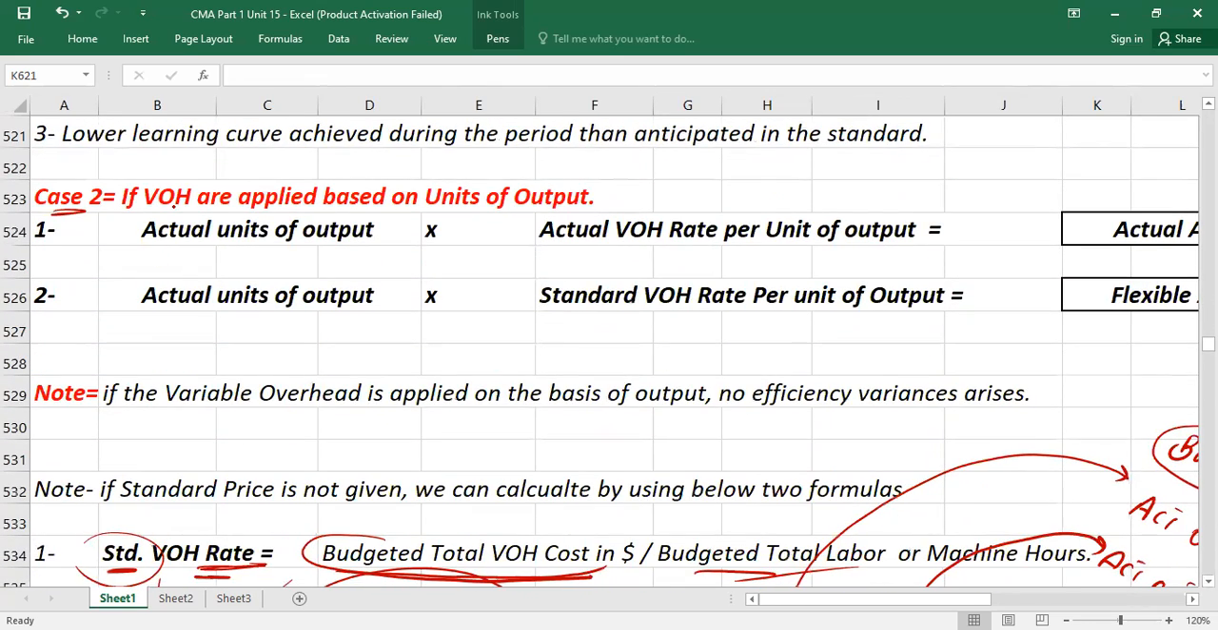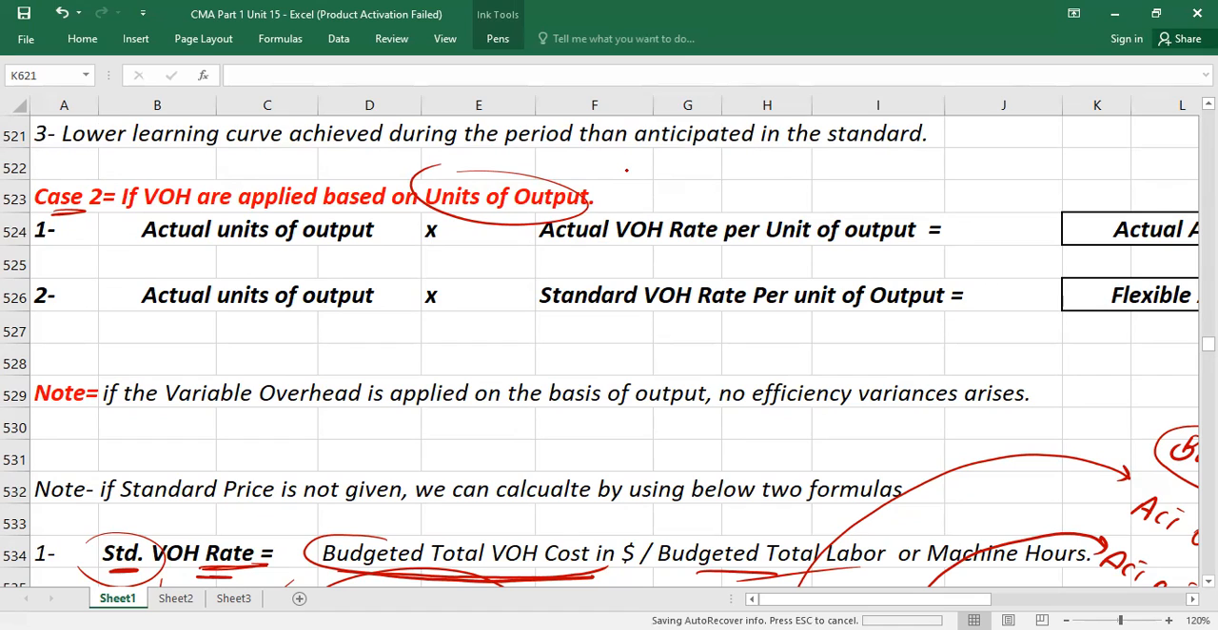Case number 2: if variable overheads are applied based on units of output. Can I ask a question? Because I want to understand whether you remember that information or not. If overheads are applied based on hours, how many lines were there in total? Three. But if overheads are applied based on output, there will be only two lines then, not three. You cannot produce the third line then. Understood?